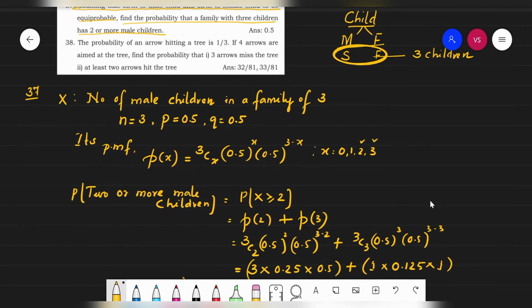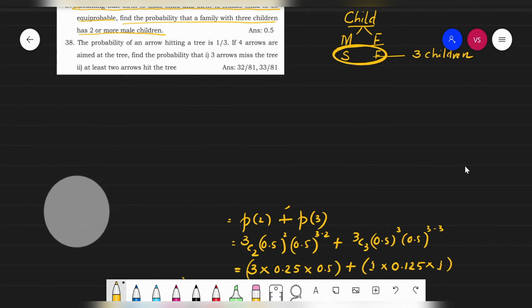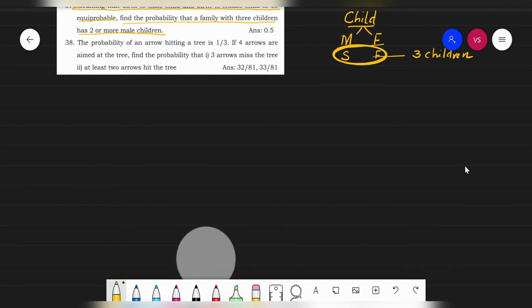Okay, right. This is the 37th problem. Now when we consider the 38th problem, students, this is also a kind of problem which we can solve easily. So I wanted you to understand this, students.